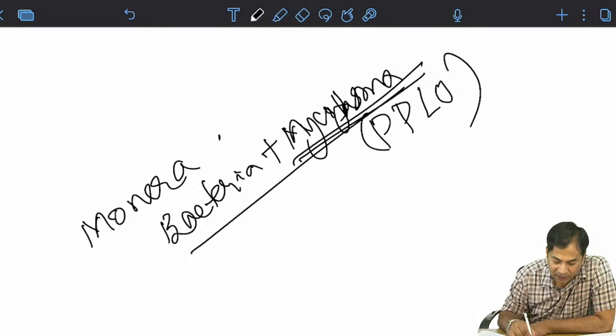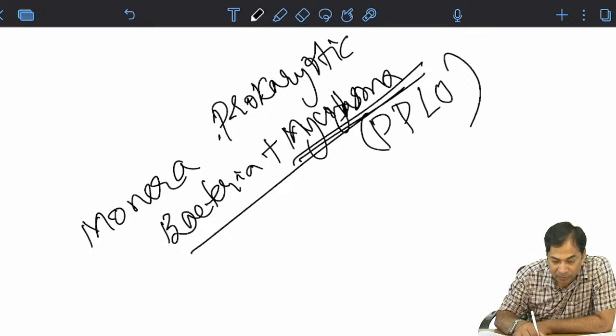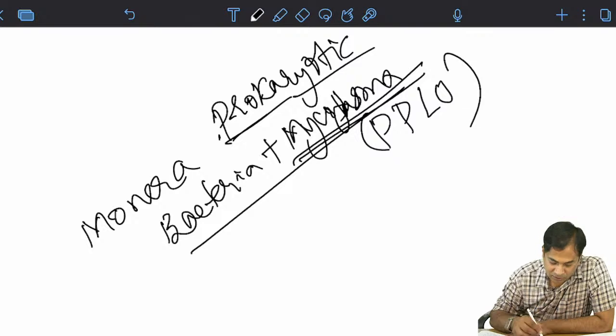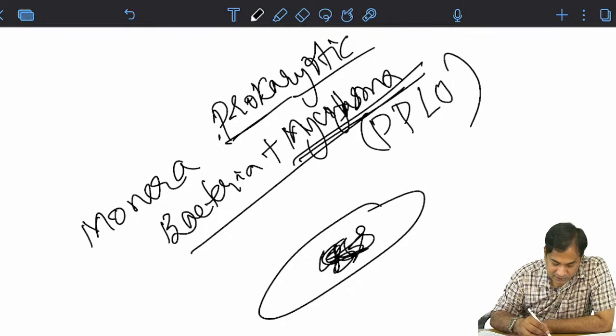So Mycoplasma and bacteria come under Monera, and Monera is prokaryotic. You know what this word prokaryotic means. Pro means primitive or first formed. Karyon means nucleus. Like bacteria, if you consider, it has a naked DNA, like DNA is completely spread out. There is no nuclear membrane. Nucleus is not surrounded by a nuclear membrane. Yes, this is the first kingdom.